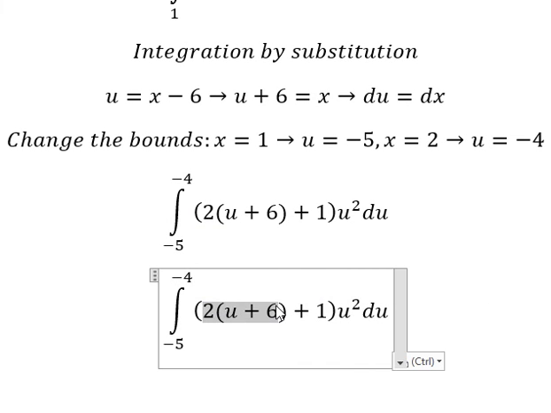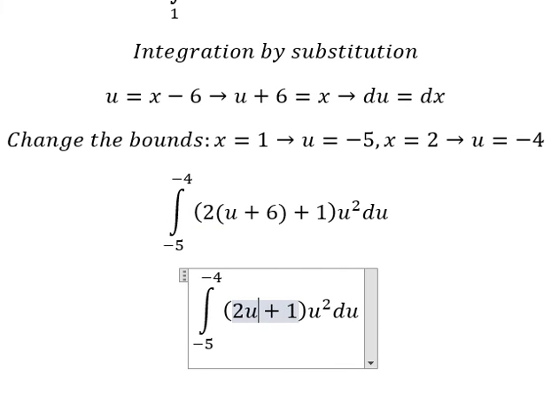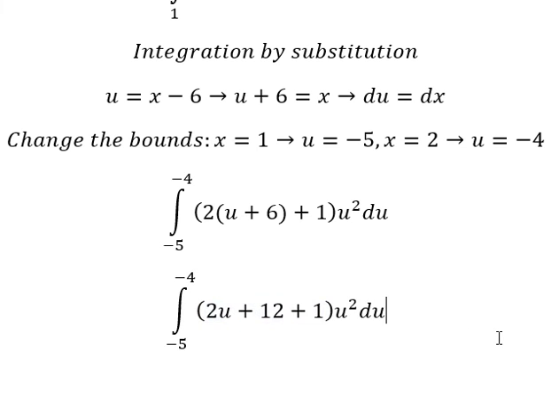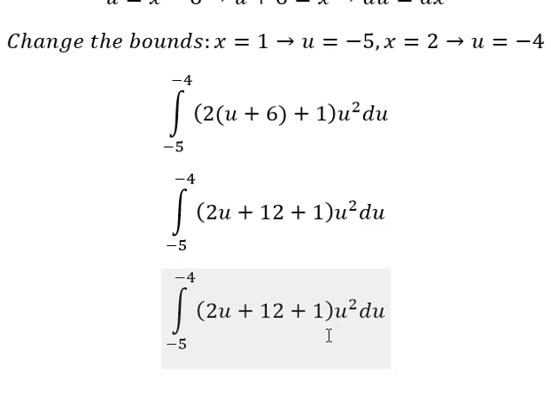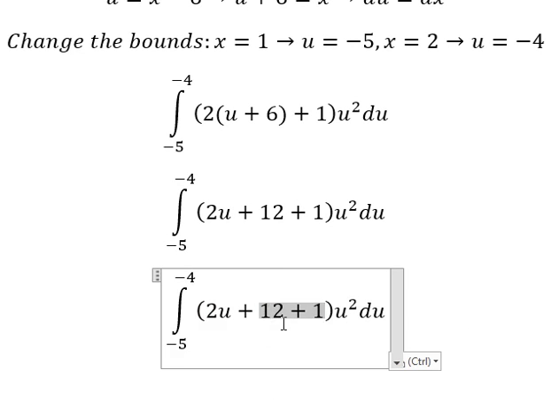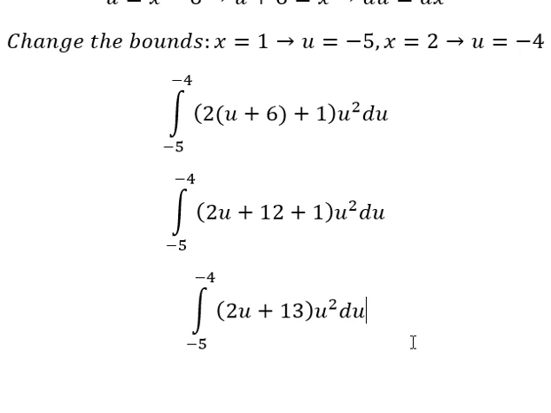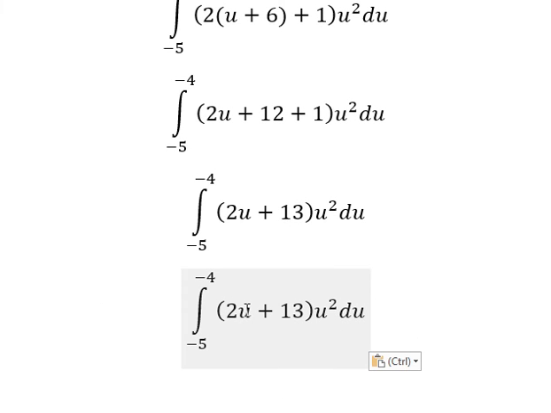This one, we have 2u plus 12. 12 plus 1, you get 13. u squared multiplied by 2u and 13.